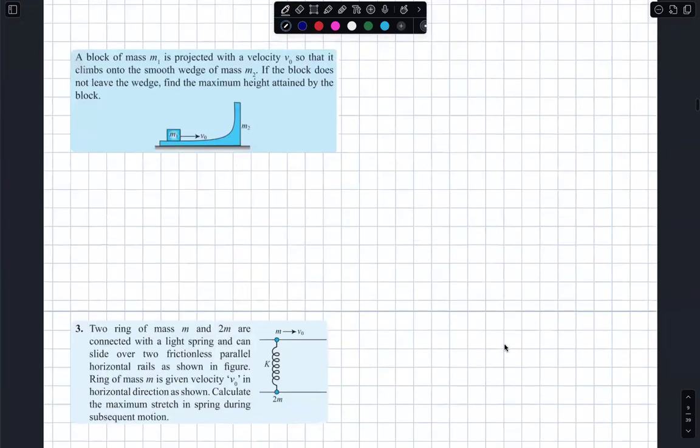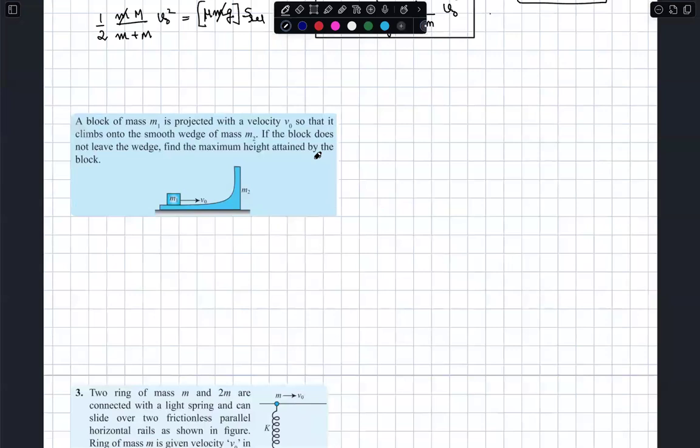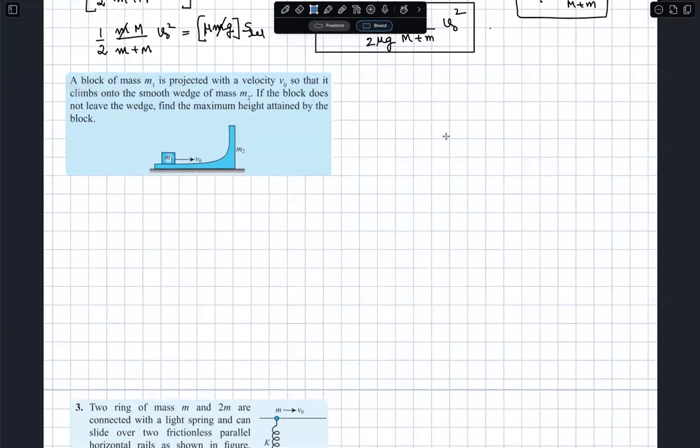Next question. A block of mass M1 is projected with a velocity V naught. This is a standard problem. In fact, even in the original mains exam, you are expected to have this question a number of times, repeated number of times. Now you have projected this block onto a special wedge like this. If the block does not leave the wedge, find the maximum height attained by the block.